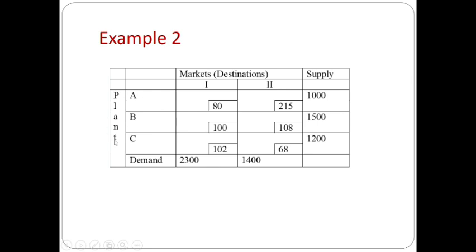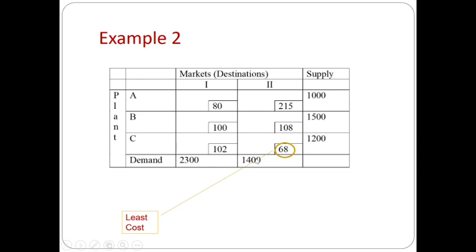We have 3 plants A, B, C, and 2 markets 1 and 2. Supply is given, demand is also given. First thing is we have to balance it. So 2300 plus 1400, so it is 3700. Here also it is 3700, so it is balanced problem. Then after balancing it, we have to look for the least cost. Least cost is 68, and we have to allocate as much as possible here.